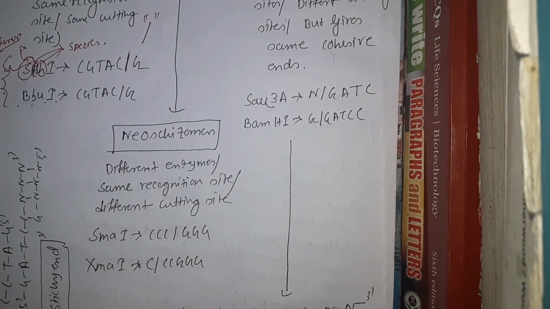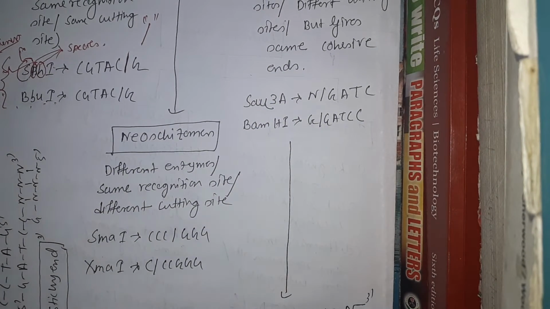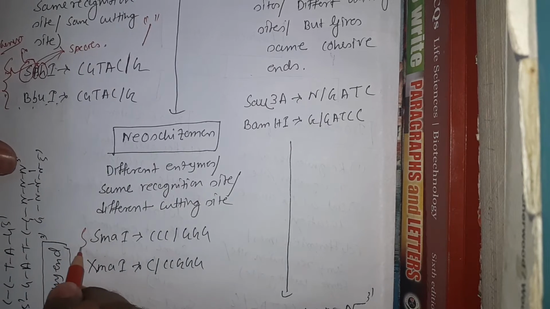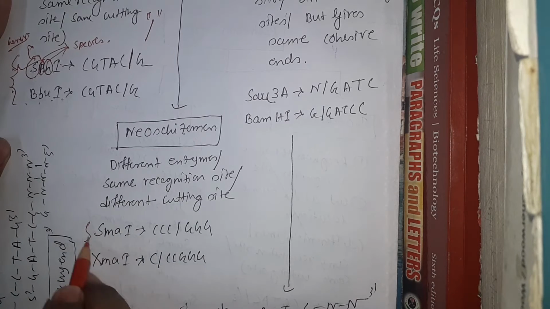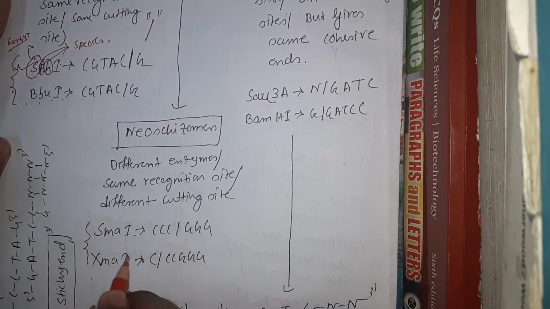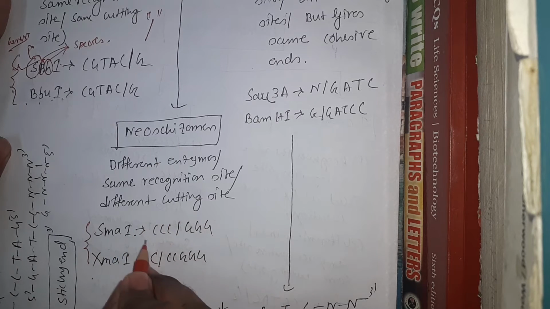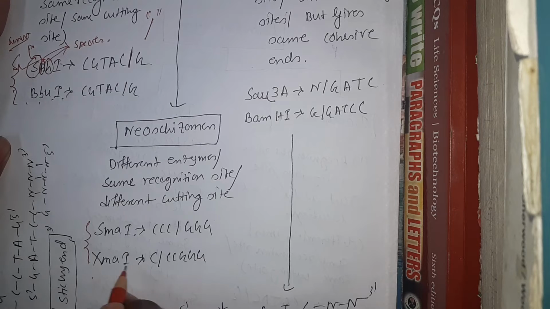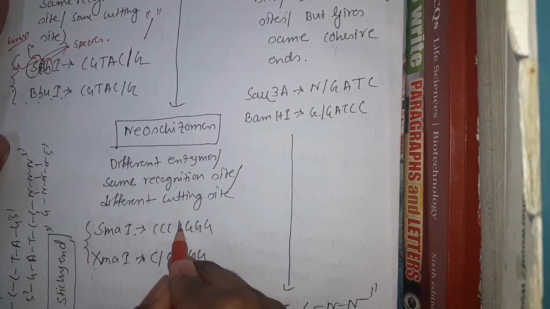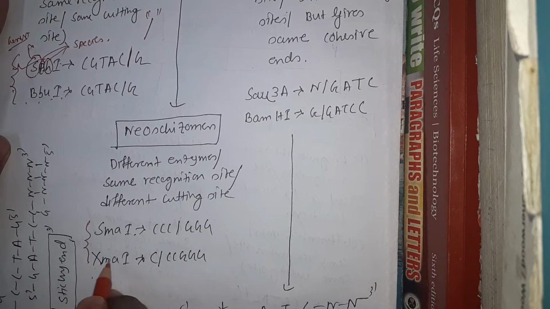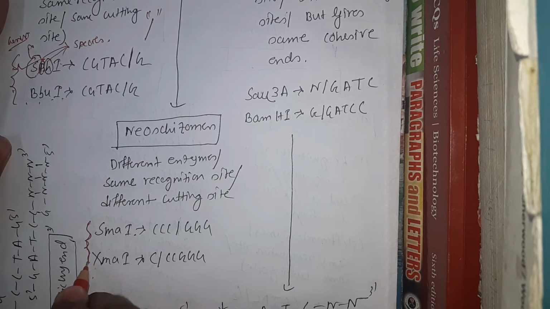Now let's talk about neoschizomers. Neoschizomers are slightly different from isoschizomers. Here are two restriction endonucleases that exhibit neoschizomerism. One is SmaI, which recognizes that particular restriction sequence, and the other is XmaI, which recognizes this particular restriction site or recognition sequence. SmaI will make the cut in that position and XmaI will make the cut in that position. So we can say that these two enzymes are neoschizomers.